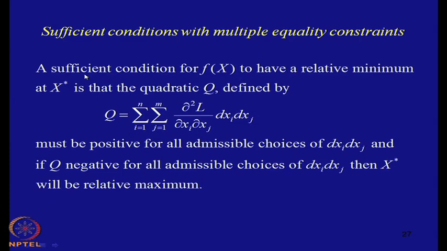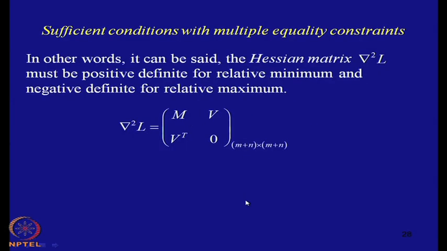Thus, we can say that a sufficient condition for f of x to have a relative minimum at x star is that the quadratic Q, that is the summation over i and over j of del 2L by del xi del xj dxi dxj, must be positive for all admissible values of dxi and dxj, and this would be negative for a maximum for all admissible values of dxi and dxj. Now, how does del 2L by del xi del xj look? This can be formed with the Hessian matrix.